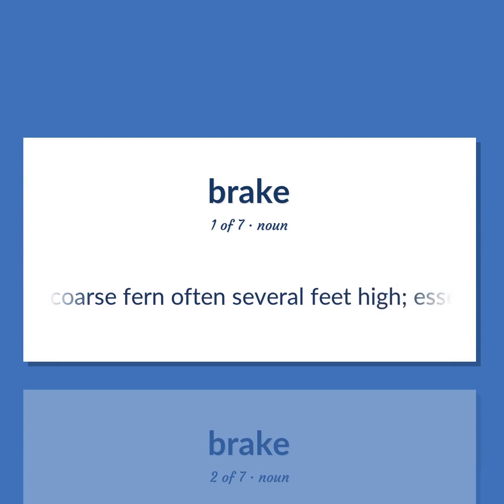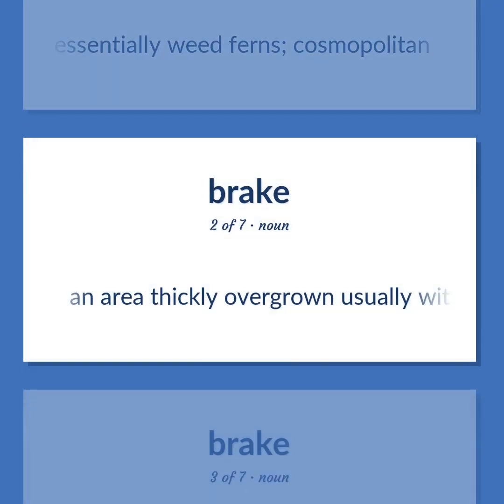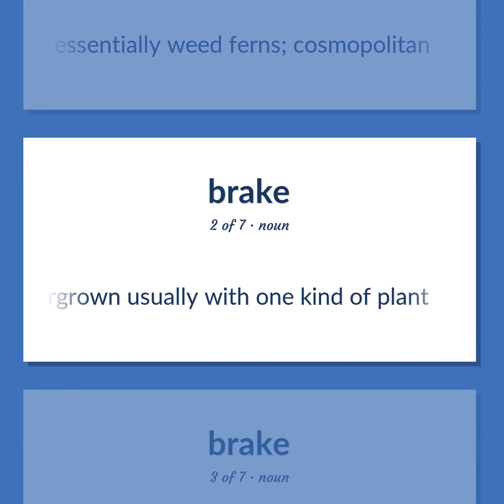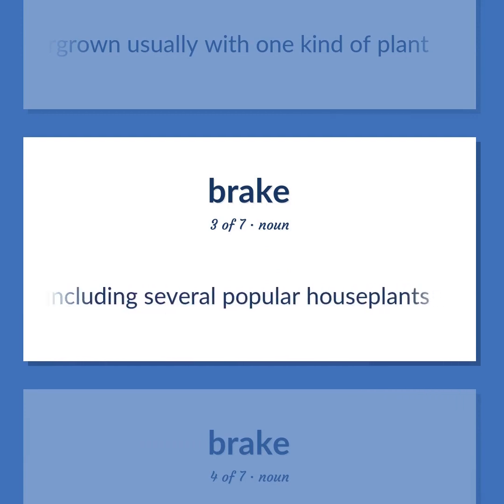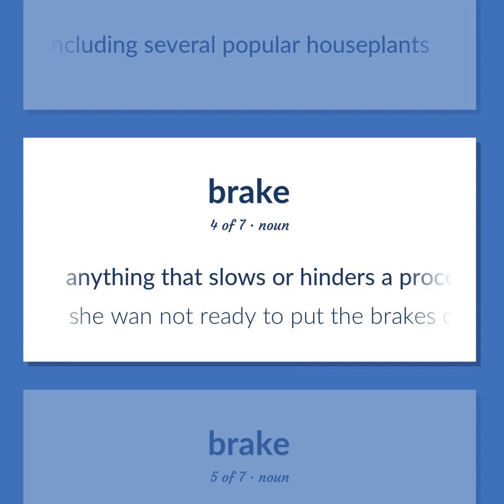Large coarse fern, often several feet high, essentially weed ferns, cosmopolitan. An area thickly overgrown, usually with one kind of plant. Any of various ferns of the genus Pteris having pinnately compound leaves and including several popular houseplants. Anything that slows or hinders a process.